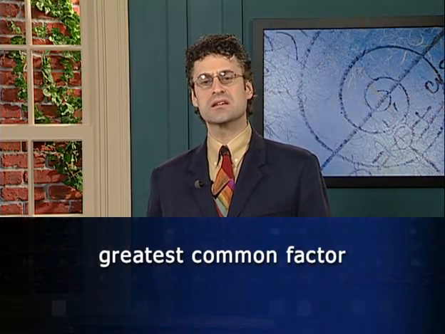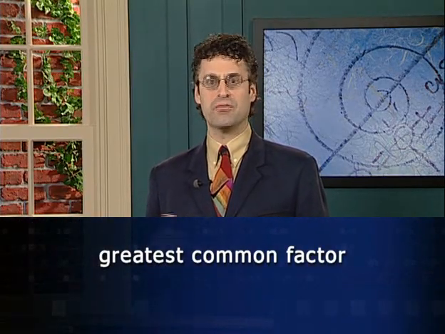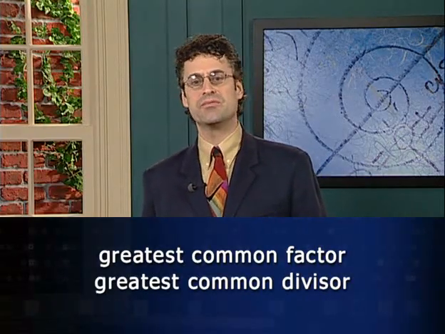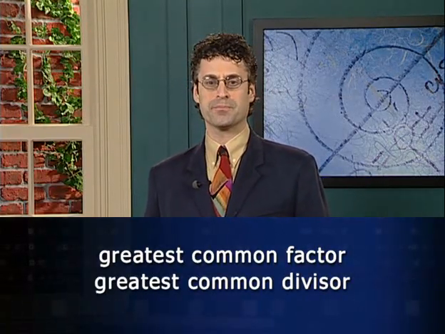The largest number that is a common factor to both a and b is called the greatest common factor of a and b. This number is also known as the greatest common divisor of a and b. If the two given numbers are small, we can easily find their greatest common factor by just factoring each number into primes and picking out all the common factors.